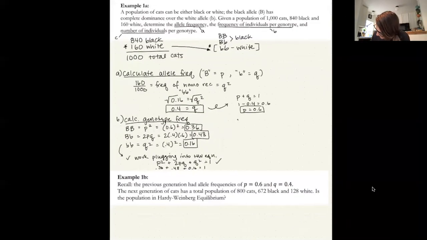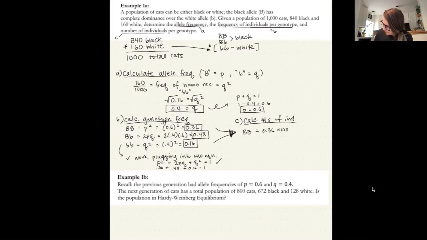All right, now part C, we're supposed to calculate numbers of individuals. To calculate numbers of individuals, we are going to use the frequencies that we figured out from our genotype frequencies, and multiply them by the total number. So the number of homozygous dominant is going to be 0.36 times our 1000 to give us 360. The number of hets is going to be 0.48 times 1000.